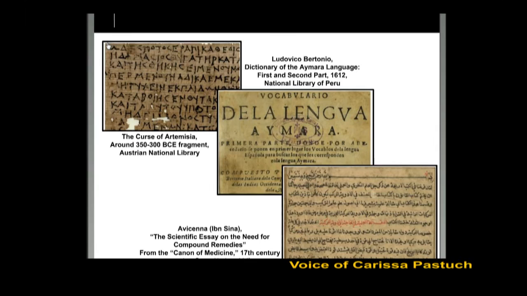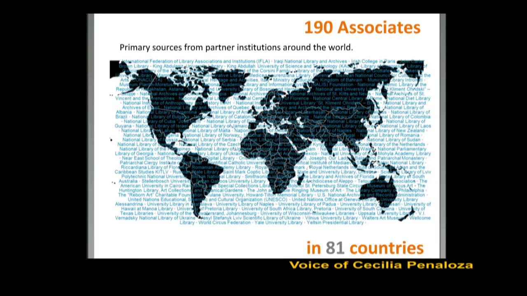The item on the top left-hand side of the slide is a papyrus fragment called The Curse of Artemisia. It is written in ancient Greek and dates from the late 4th century BCE. The middle item is one of the earliest dictionaries of Old Spanish and Aymara, one of the languages of the Incas. At the bottom left is an Arabic work by Avicenna from the Canon of Medicine. Avicenna is considered one of the most significant Islamic writers of the Islamic Golden Age.